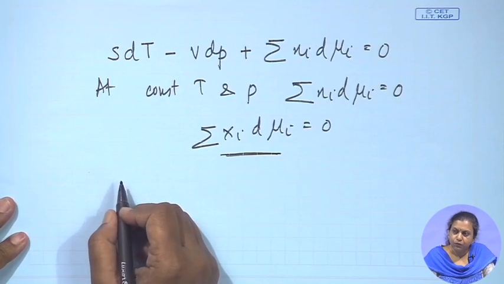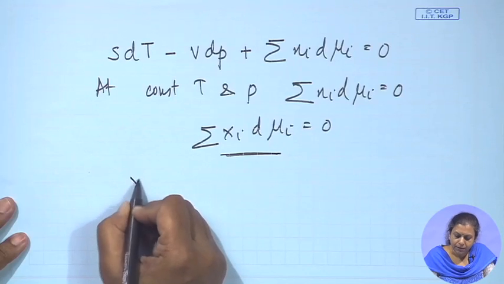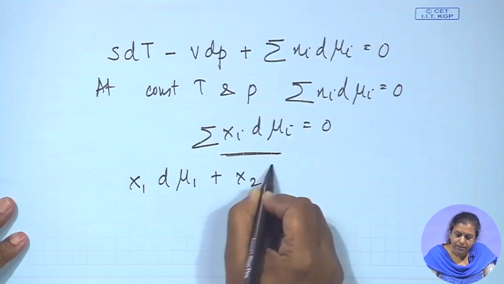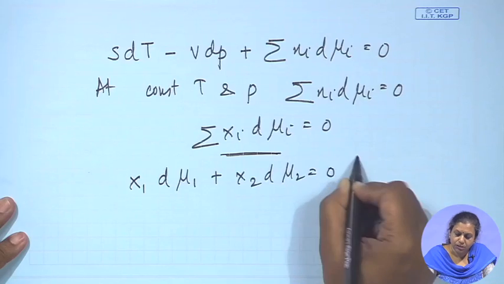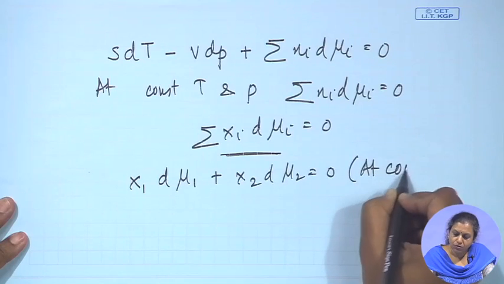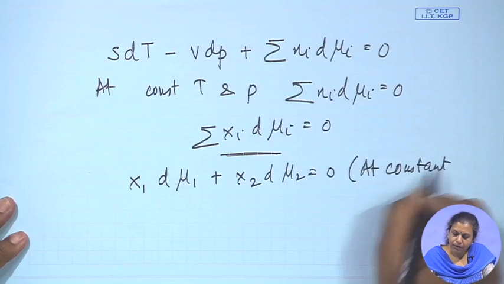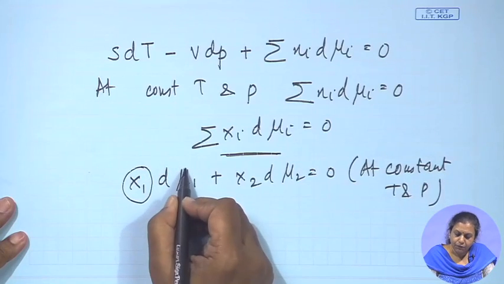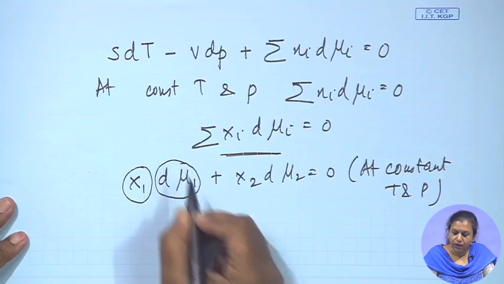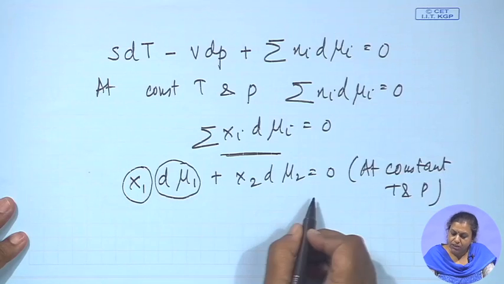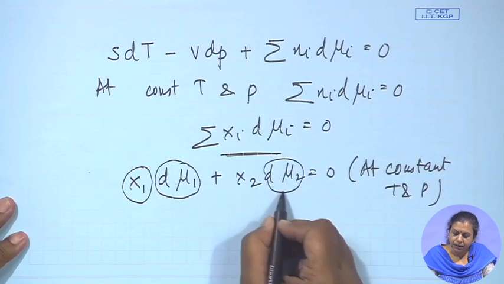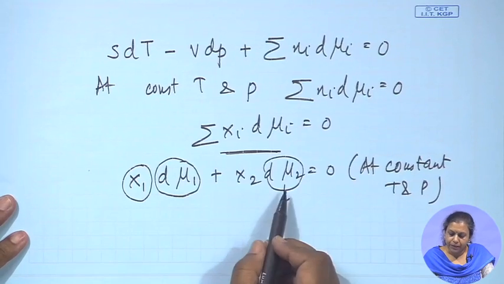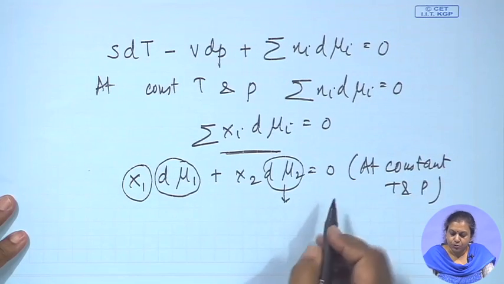Say for example, for a 2 component system, this just reduces to x1 d mu 1 plus x2 d mu 2 equals 0 at constant T and P. So, if we know x1, if we know the change of mu 1, then by using this equation we can find out this particular quantity, and there is where the importance of the Gibbs-Duhem equation.